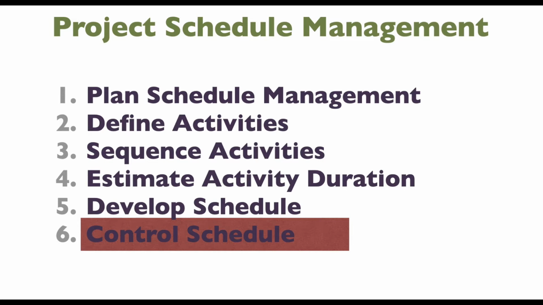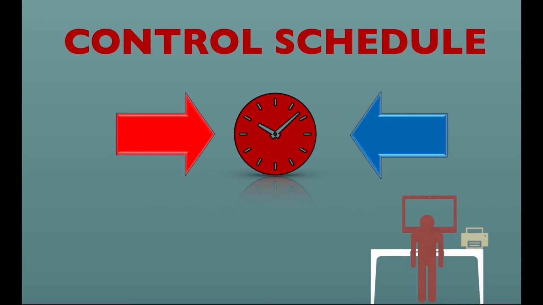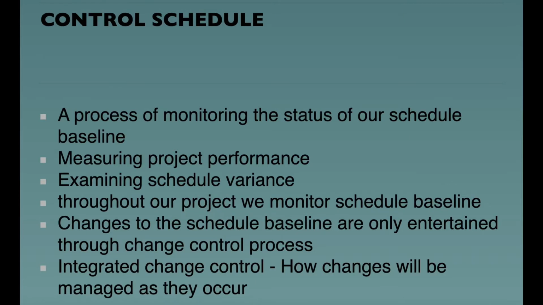Now let's talk about control schedule. From our developed schedule, we have our schedule baseline. So this is the process where we keep our project adhering to the schedule baseline. As PMI says, the process of monitoring the status of the project to update the project schedule and manage changes to the schedule baseline.